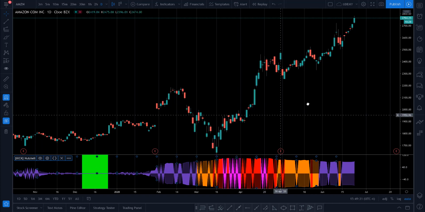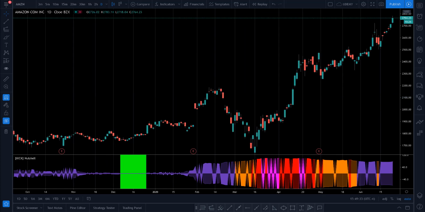As you see here with something like Amazon, we had a period of very, very low volatility, which then grew into our big COVID-19 drop, and then our subsequent rocket rally that we've been going on.